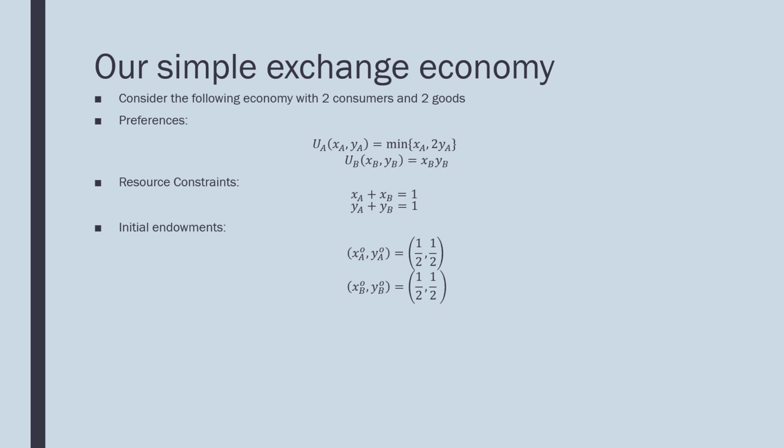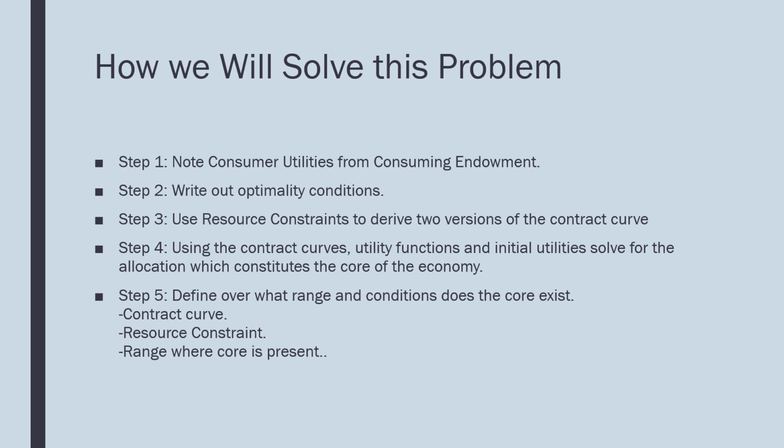Again, the size of our economy is going to be 1 by 1, meaning that there's going to be a measure of 1 of good X and 1 of good Y, and the endowments are going to be split equally across consumers. So the way we're going to go and solve this problem is that we're going to note our consumers' utilities from consuming the endowments.